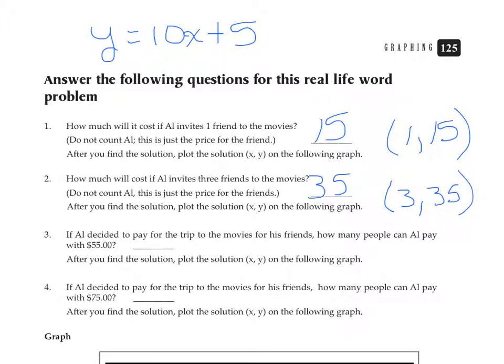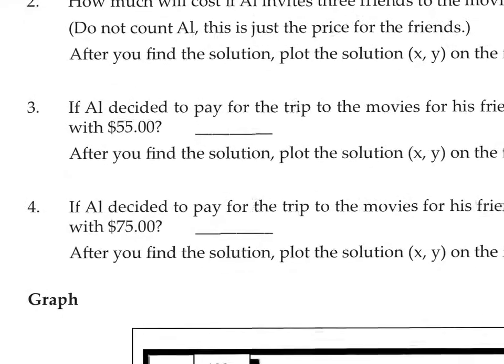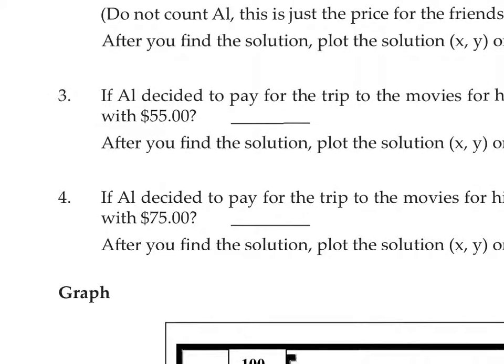$35. If Al decides to pay for the trip to the movies for his friends, how many people can Al pay for with $55? Well, now we're talking about 55 being the total amount of dollars, not friends. So we're not going to put 55 here. We're going to put it here and solve for how many friends. So I'm going to zoom in a little bit so we can write this. So we will have 55 equals 10 times x plus 5.